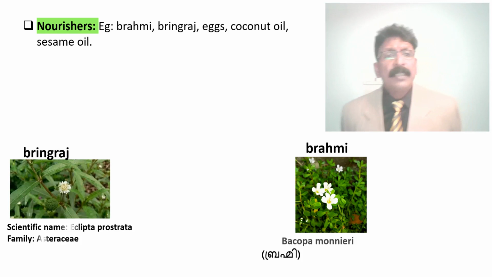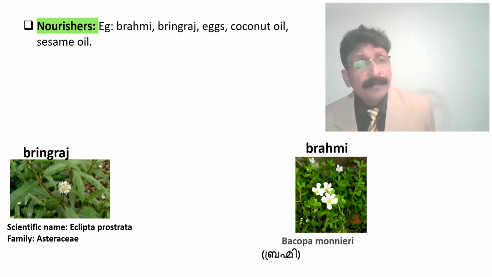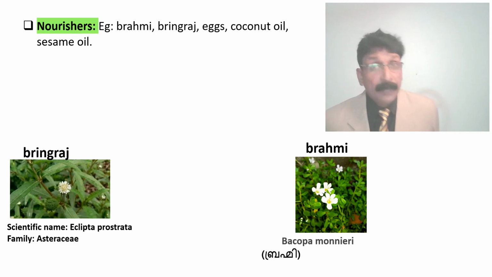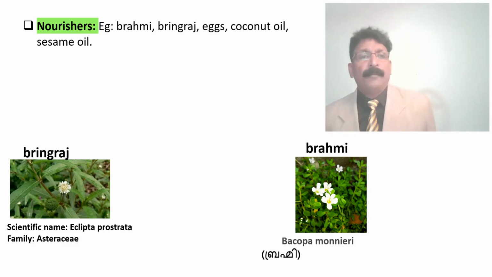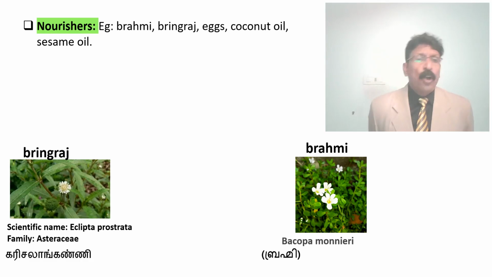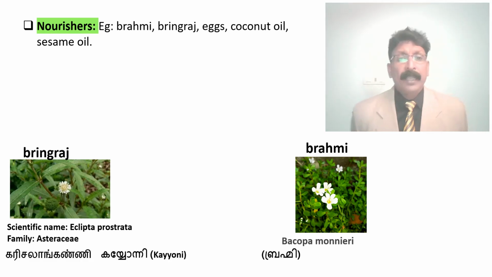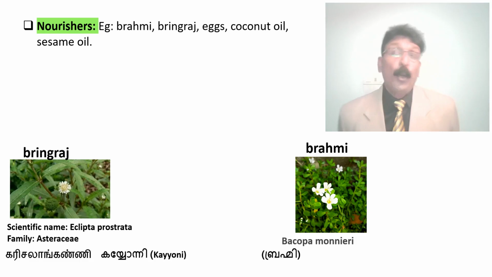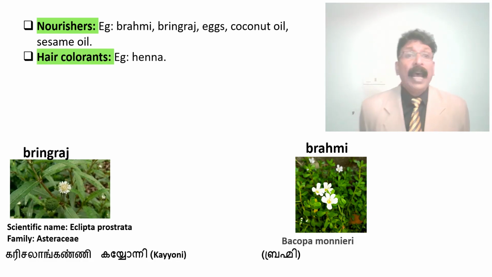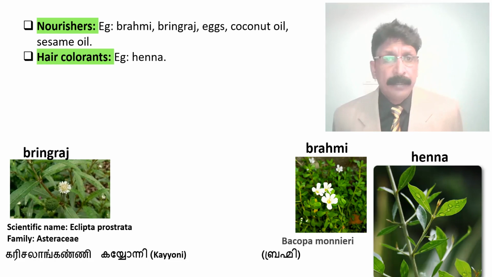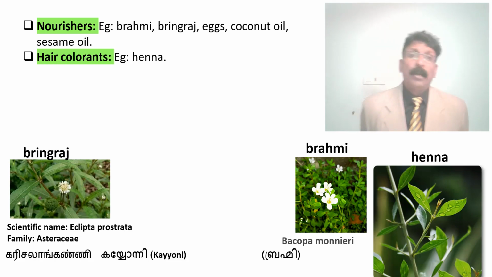Bhringraj, scientific name Eclipta prostrata, family Asteraceae. In Tamil it is called Karisalankanni. In Malayalam it is called Kayyonni. And hair colorant: henna, we know henna, Mehendi, or you can say it is henna.